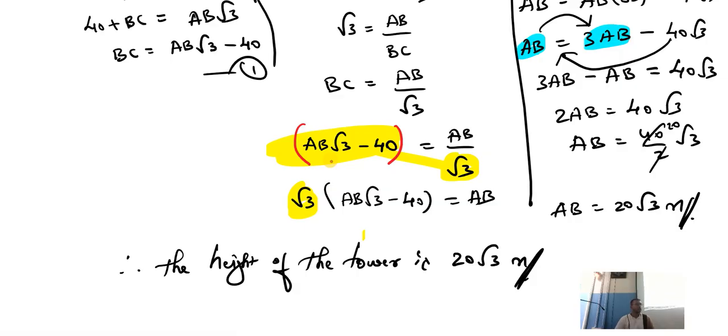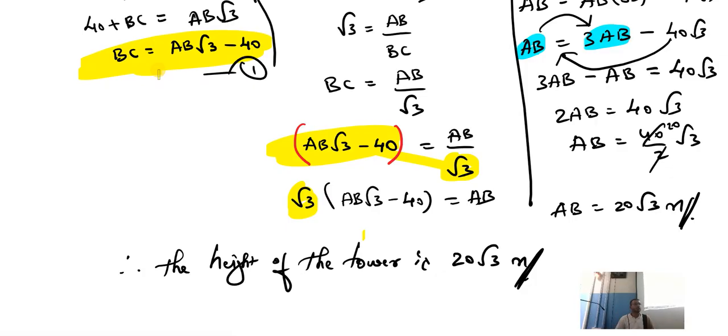Okay. So the value of AB is 20 root 3 meters. I hope you have understood the question. It's not like only you have to take in the form of BC. If you want, you can take in the form of AB. You will get equation 1, equation 2. If you equate both sides, you will get AB. You can do it in any form. Till here, did you understand? That step also I'll show you.